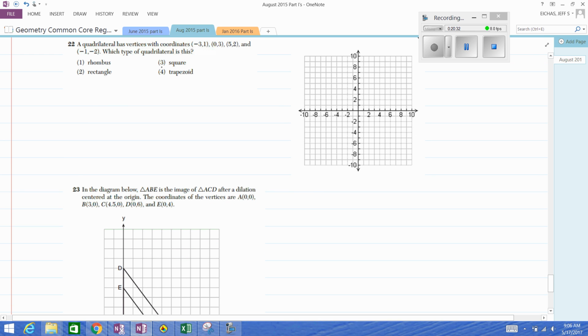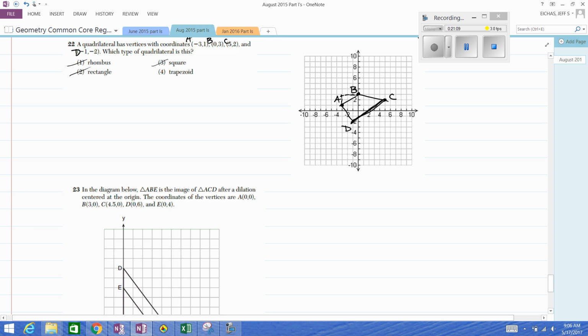All right. So quick, we'd have to graph this one. -3, 1. Let's label it A, B, C, D. So it's going to be A, 0, 3, 5, 2, and -1, -2. Okay. You can get a guess to start out with out of these. Probably not. Definitely not. Probably not. Okay, so I'm going to look for evidence that it's a trapezoid to make sure.